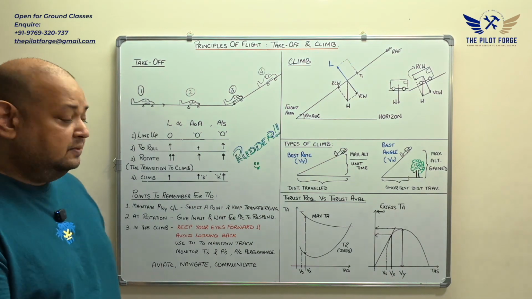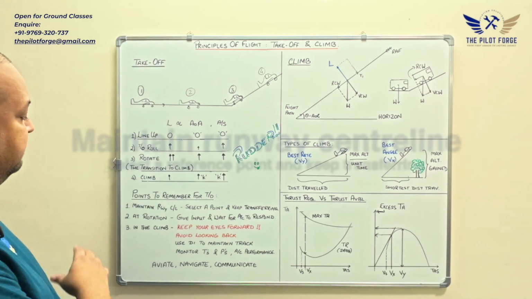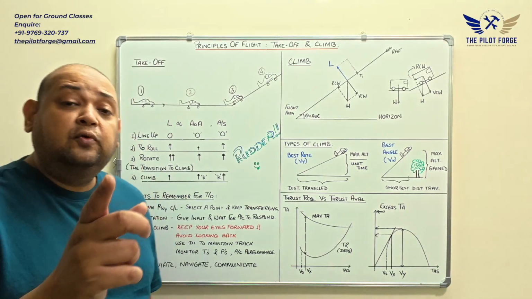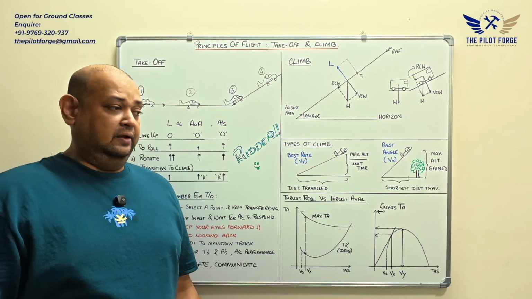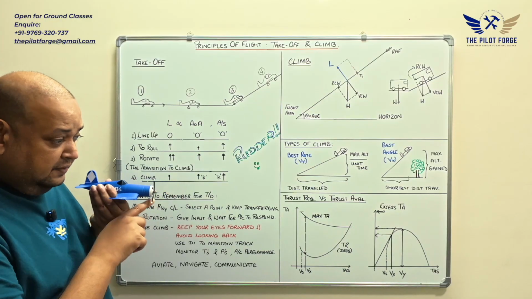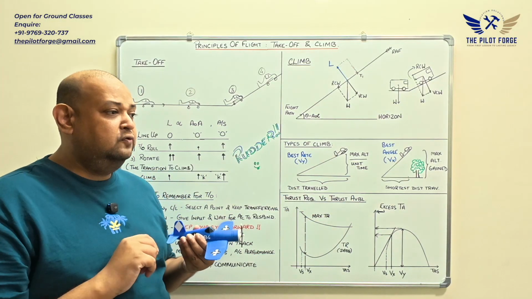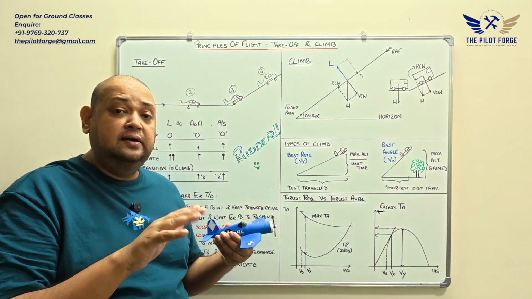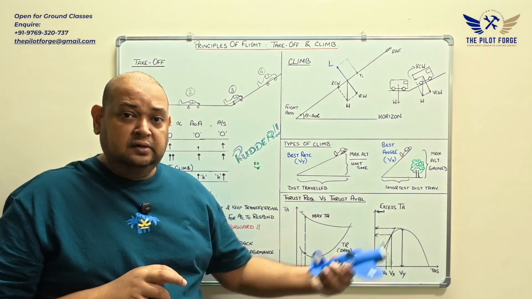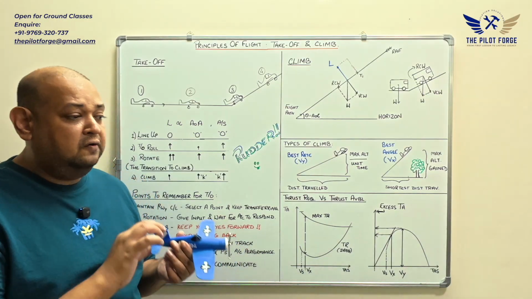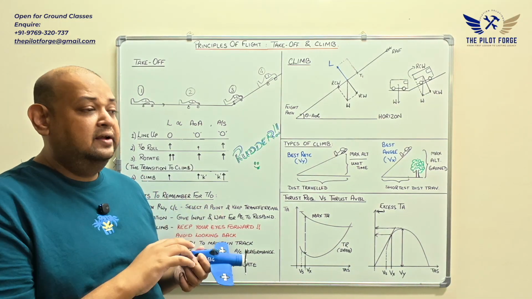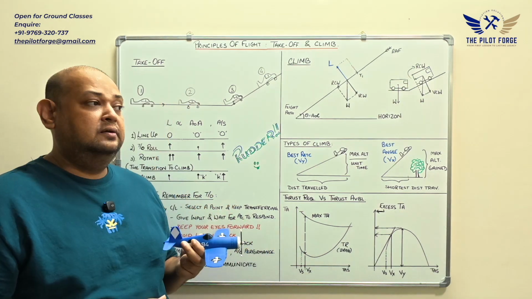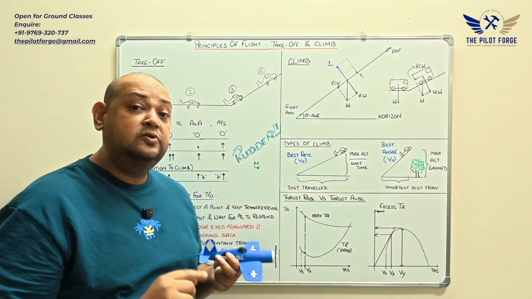So, let's take a look at some points to remember for the takeoff. The first one, maintain runway centerline, select a point and keep transferring. Now, what I want to bring your attention to is the taxiing briefing. In that, when we wanted to taxi from one place to another, I spoke to you very specifically about selecting a reference point and then aligning your nose using the rudder as you keep on taxiing towards the particular reference point. For a takeoff, the taxi is going to be accelerated, meaning that you're going to accelerate your aircraft until you reach the point of rotation. So that reference point is going to approach you really quickly.